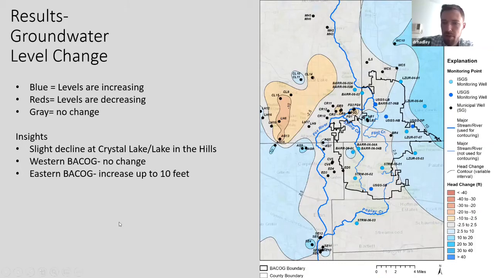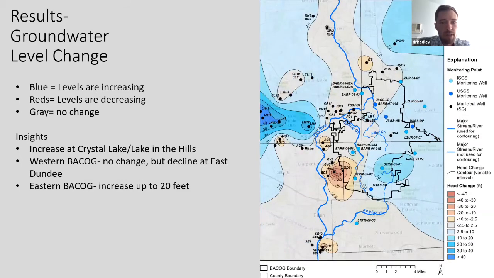Okay, and so does anyone have any questions in terms of this map, in terms of change from the 2014 to 2016 period? All right, okay.